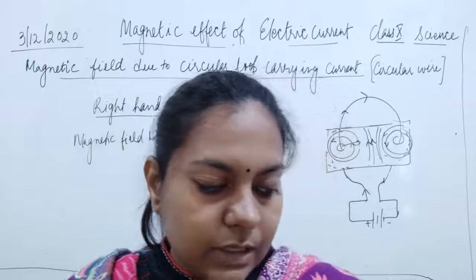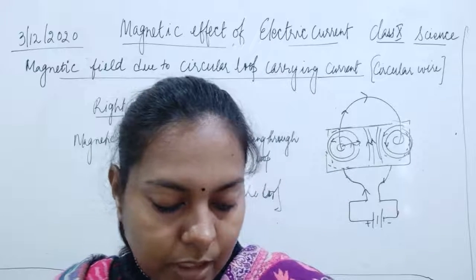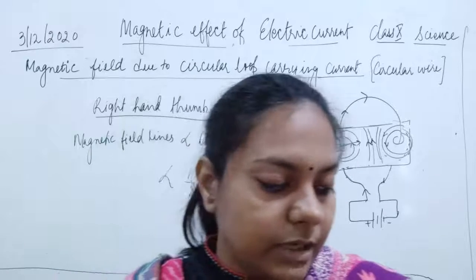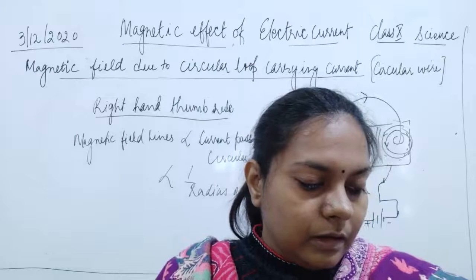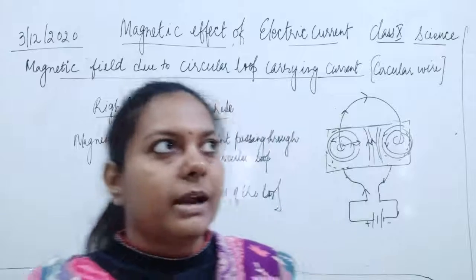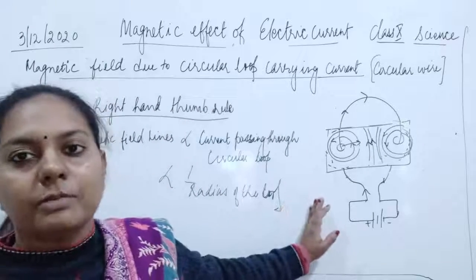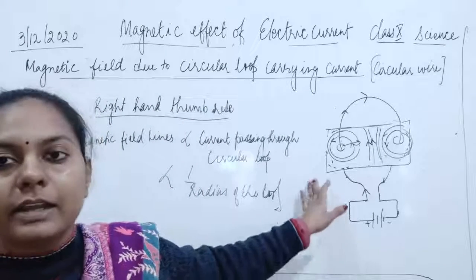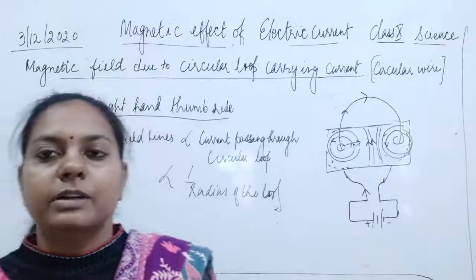Now if we reverse the direction of the current, then what happens? Then also if we are going to increase the current, the magnetic field also will increase. उतना ही strong magnetic field develop होगा, क्योंकि ज़्यादा current है तो ज़्यादा magnetic field produce होगी.